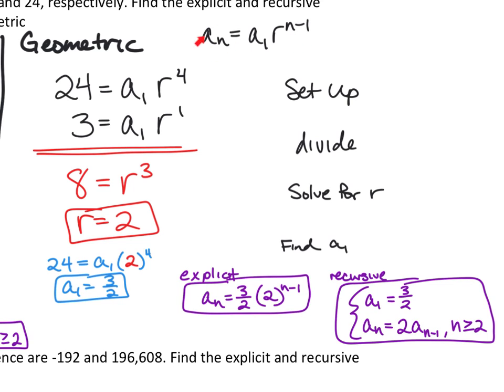The fifth term is 24. We don't know a1, we don't know r, but 5 minus 1, since it's the fifth term, is 4. Set up both of them that way, and for geometric, you're going to divide. Arithmetic, we subtracted. For geometric, we divide. We'll be able to solve for our common ratio, which then allows us to solve for the first term, which then is all the information we need to plug it into both the explicit and the recursive formulas.